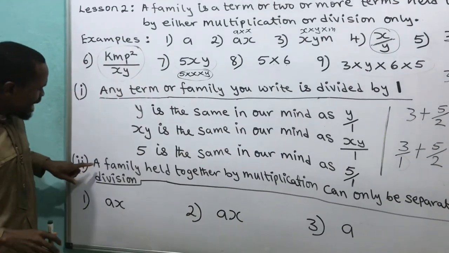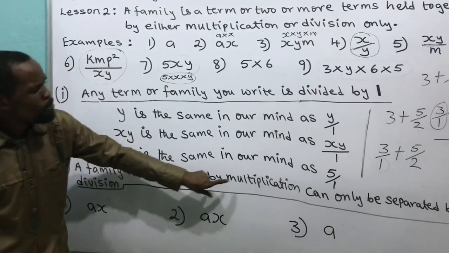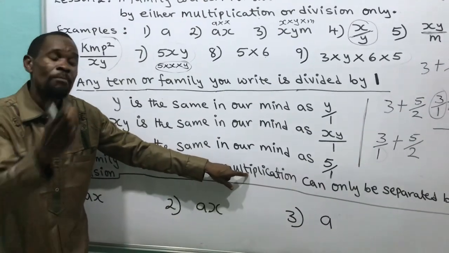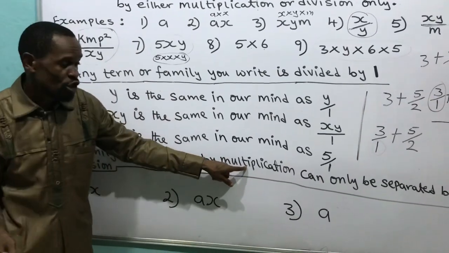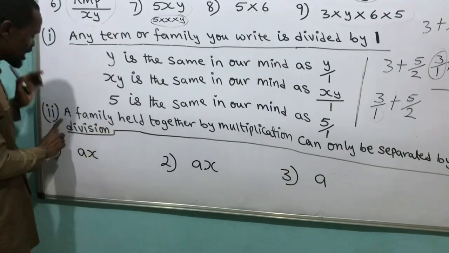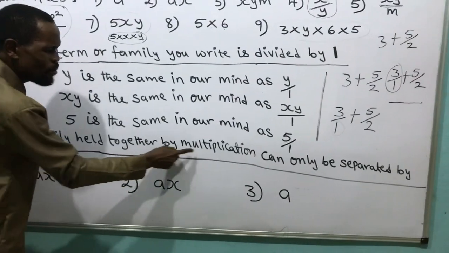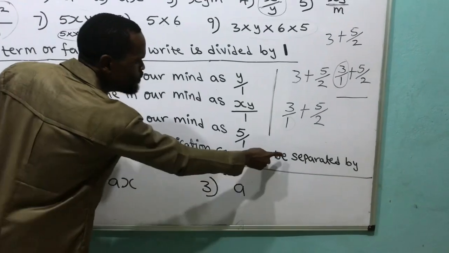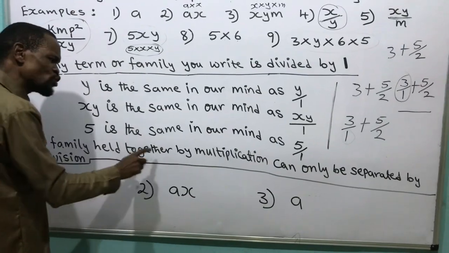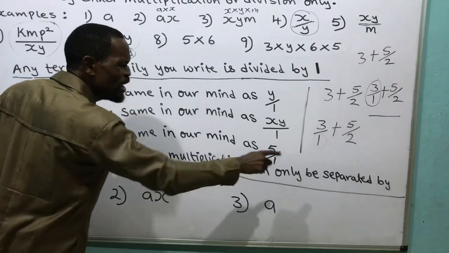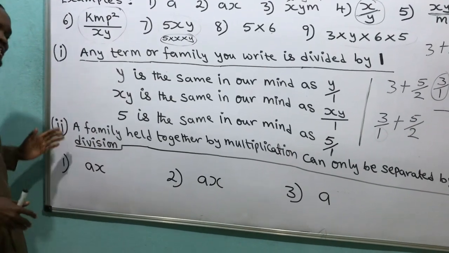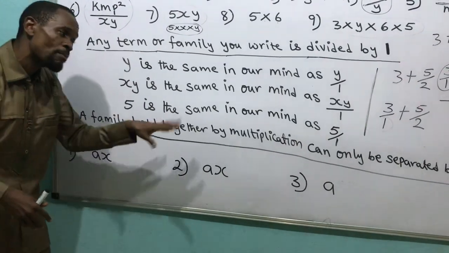Then as I said, we know that two things can hold a family, either multiplication or division. But in this case, we are talking about a family held together by multiplication. We said a family held together by multiplication can only be separated by what? Division. Well, let us see how I can separate a family that is held by multiplication.